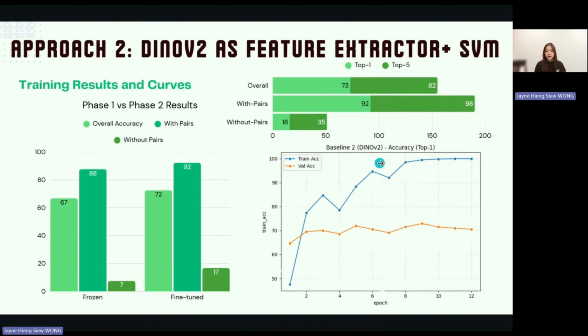With paired species, accuracy jumps over 92%, showing DINOv2 is an excellent feature extractor when domains align. But for unseen species, accuracy dropped to around 16%, meaning the cross-domain gap is still unsolved. So baseline 2 becomes our bridge: strong pre-trained features but still limited generalization, highlighting the need for domain adaptation in our later models.